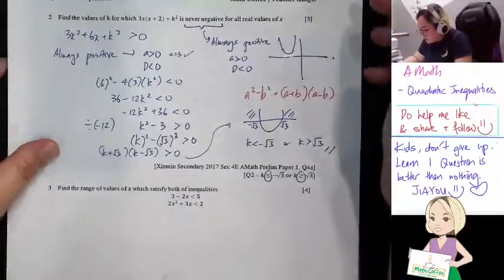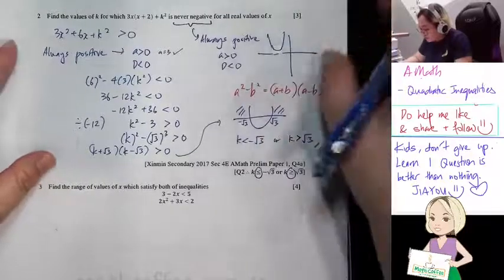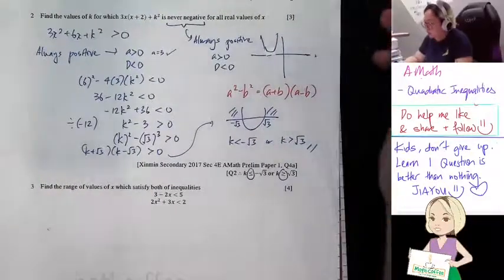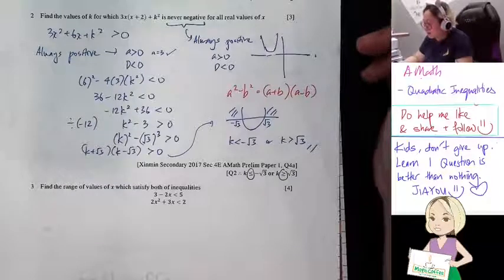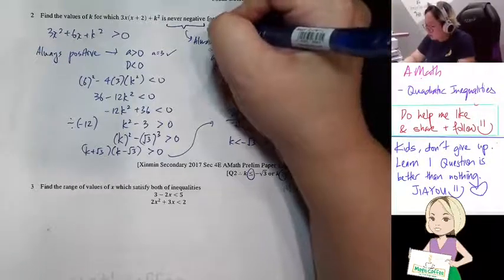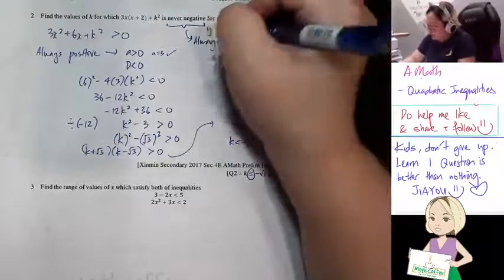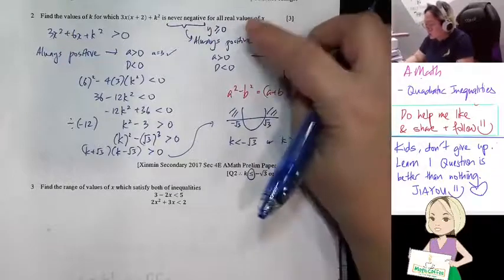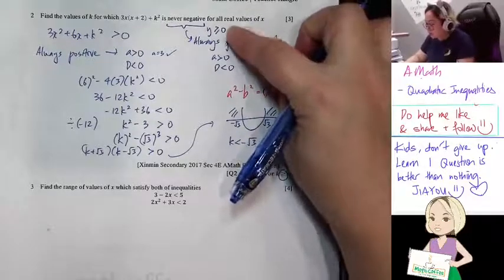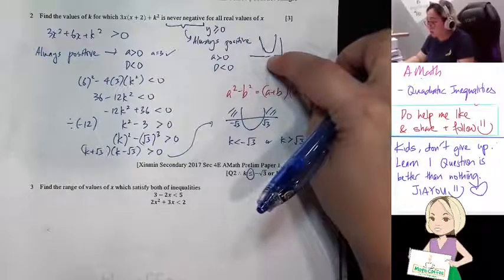Okay, I think I know what you mean. Let me see. Okay, good one. Let's debate. No need to debate. Okay, it says never negative means it can be 0, it can be more than 0. Okay, I agree. So it means that my function y can be more than 0 or it can be equal to 0. So if it's always positive and it touches equal to 0, that can also mean that its discriminant is equal to 0, right?